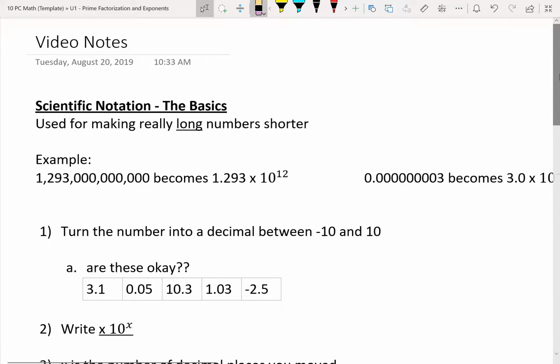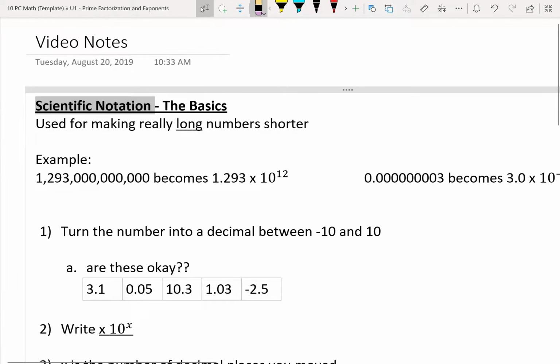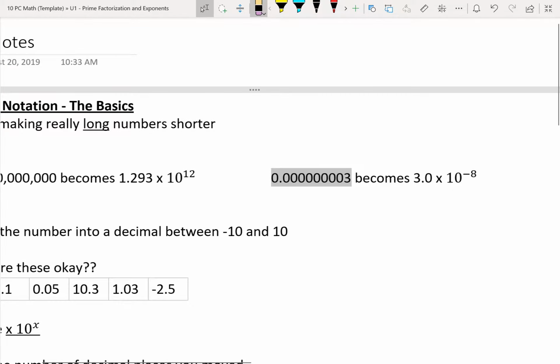This is the last section of this unit. We're going to be talking about scientific notation. Basically, scientific notation takes really long numbers and makes them short so that it's easier to write. So for example, this huge number, instead of writing all those zeros, you can actually turn it into this, which is much shorter. Or you can take a really long number, even though it's really small, so this is less than 1, actually, it's hard to write because of all those zeros, you can write it like this.